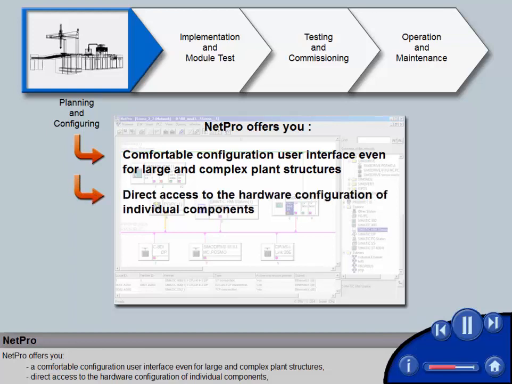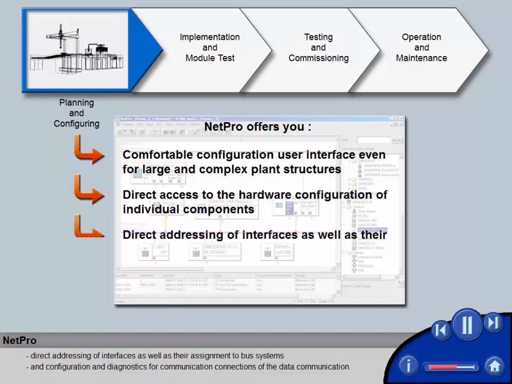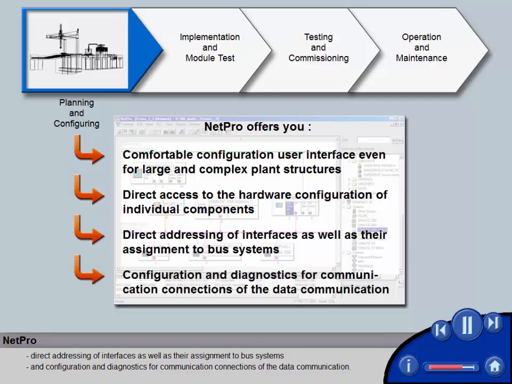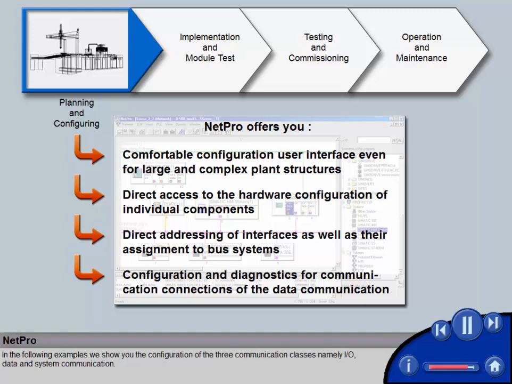configuration of individual components, direct addressing of interfaces as well as their assignment to bus systems, and configuration and diagnostics for communication connections of the data communication. In the following examples, we show you the configuration of the three communication classes, namely I/O, data, and system communication.